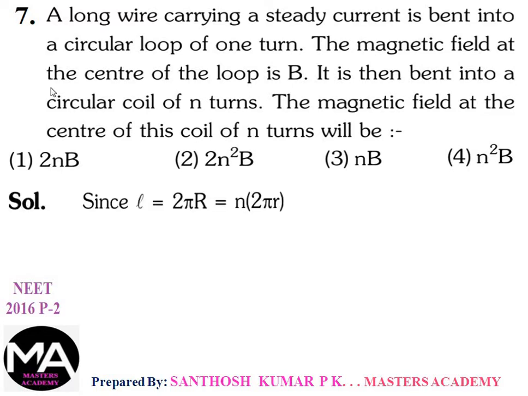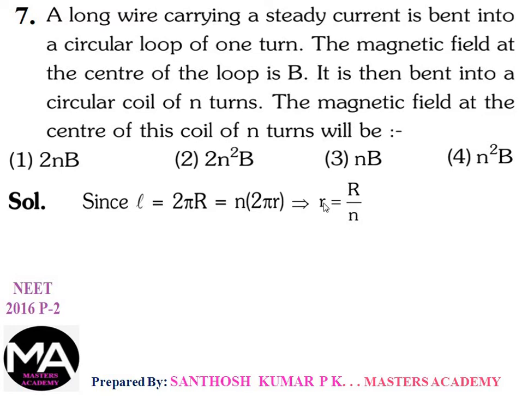So solution, here the length of the wire, since it is in the form of a circle, is equal to the circumference, that is 2 pi R. For the second case, it is n times 2 pi r. Here in the first case capital R is the radius. In the second case it becomes n times small r, therefore n into 2 pi r. So small r is equal to capital R by n.